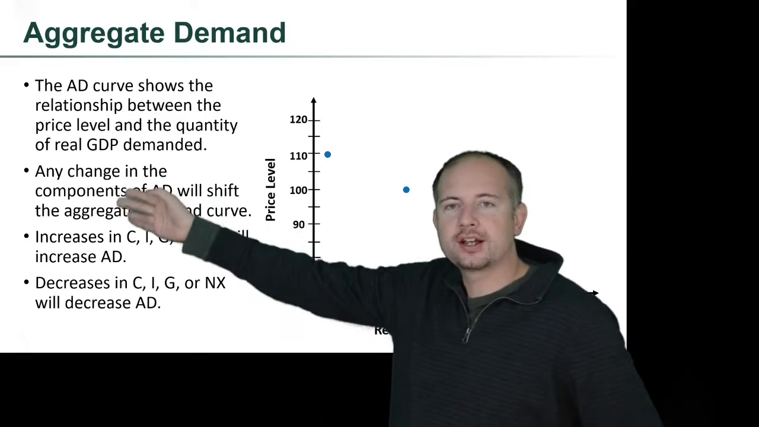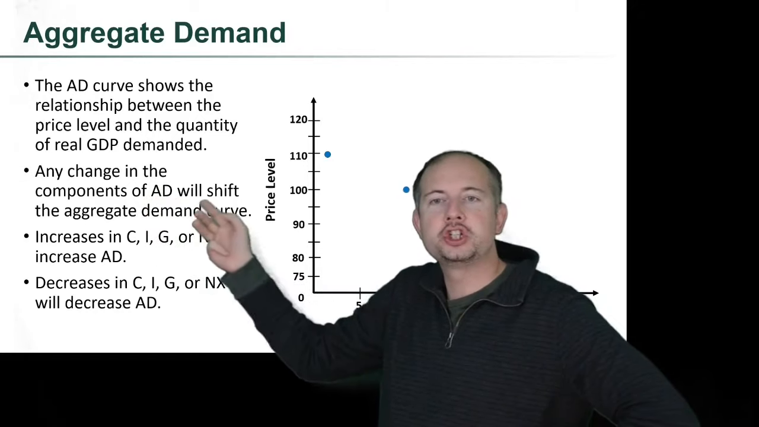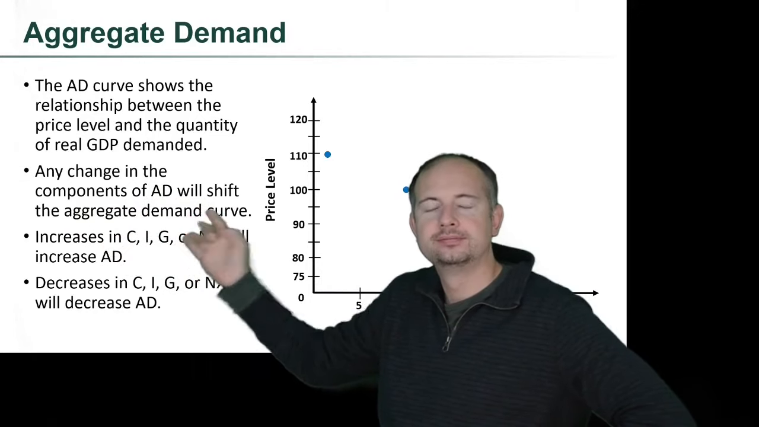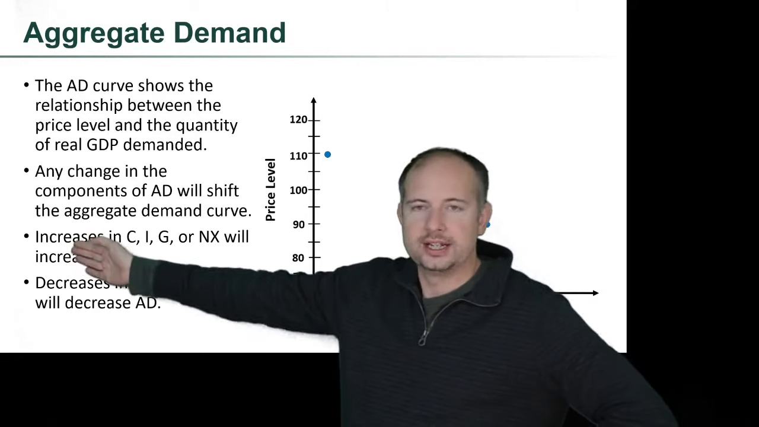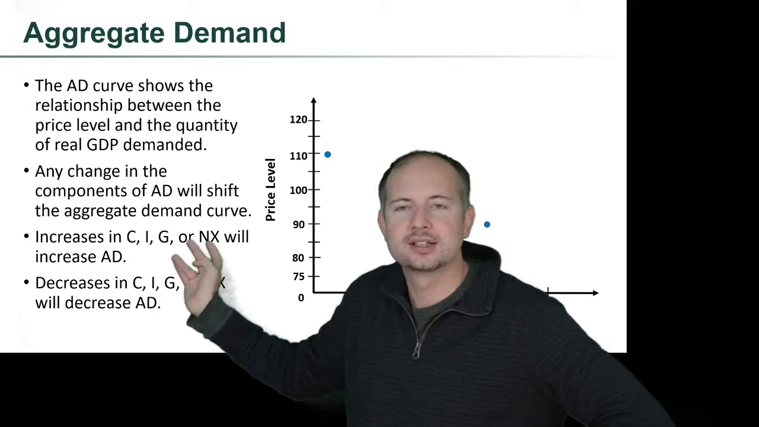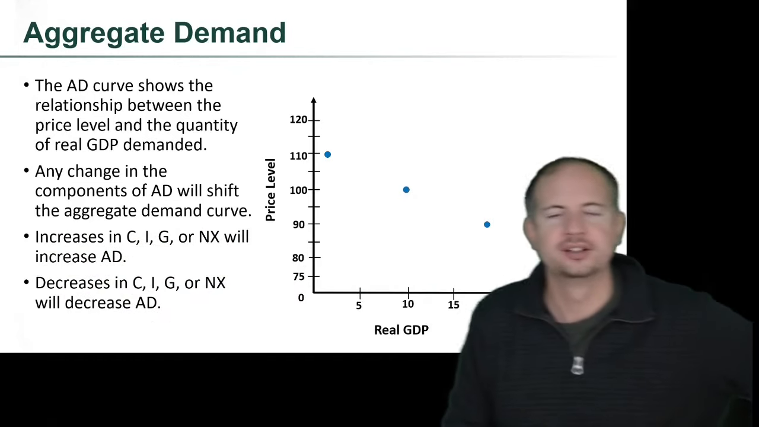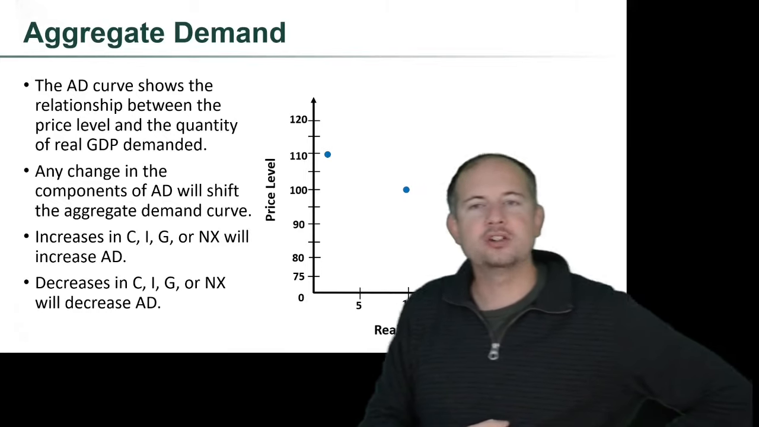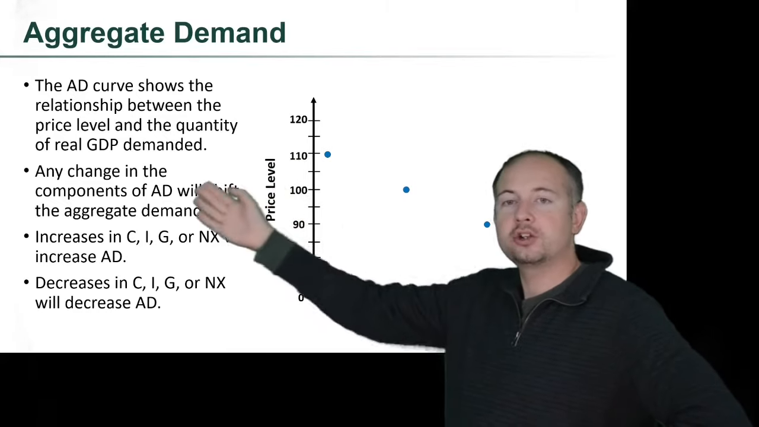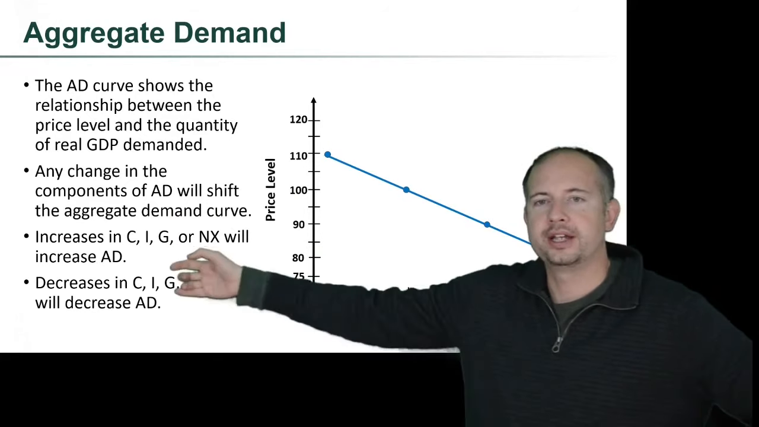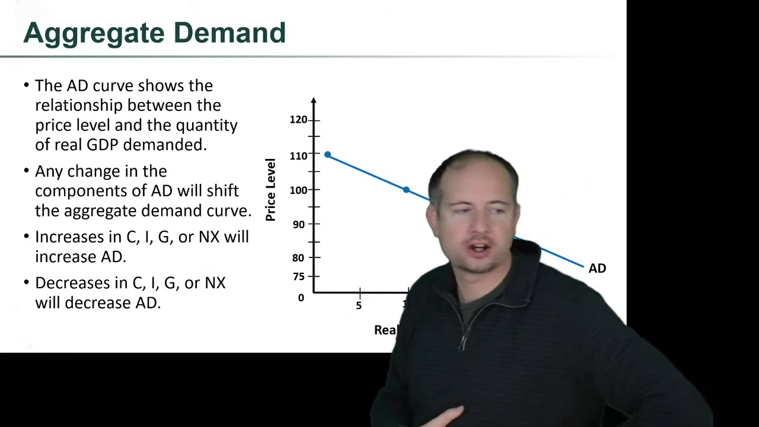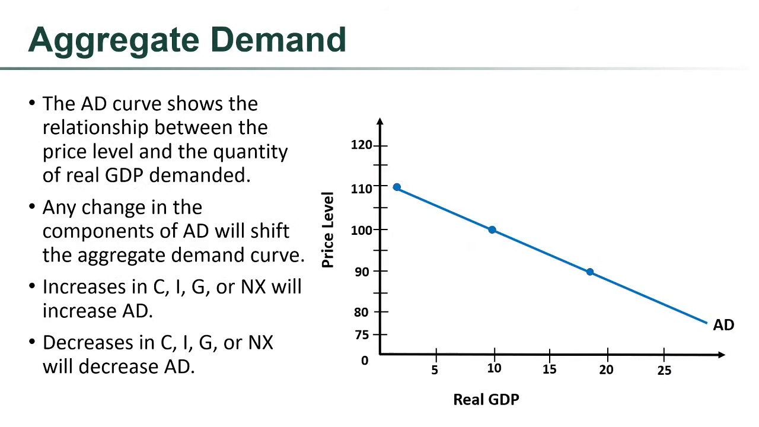Any change in the components of aggregate demand will shift the aggregate demand curve. So what that means is that an increase in the components of aggregate demand, C, I, G, or NX, will increase aggregate demand. And again, an increase here means a shift of the curve. So increases in C, I, G, or NX will increase aggregate demand, which is a shift of the curve. So the whole curve will move this way.